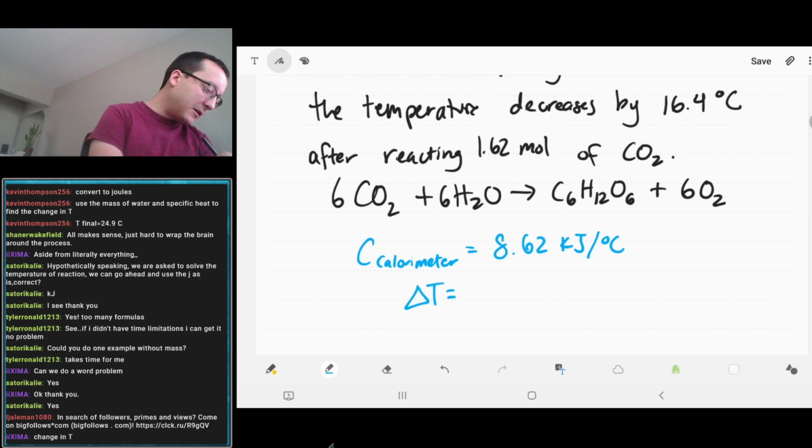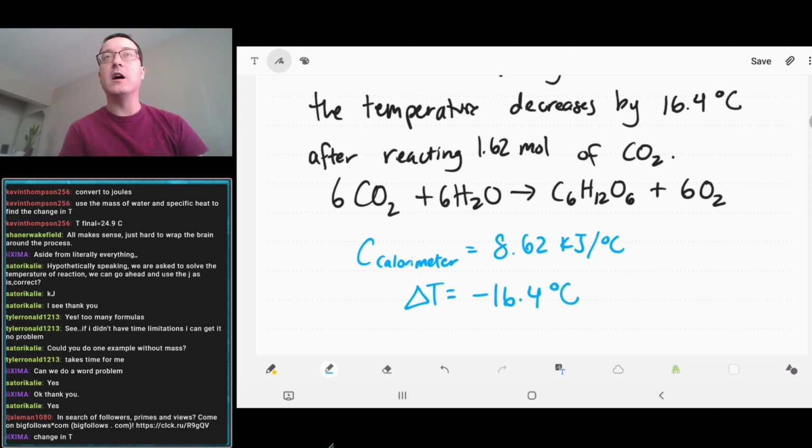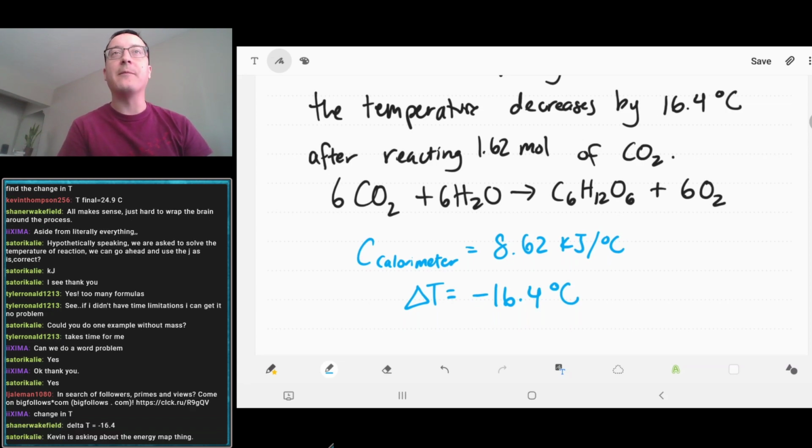Okay, so notice here, it says it decreased by... Energy map thing, yeah. Exactly, Shane, perfect. So delta T is negative 16.4. Notice because it says decreases, that means it went down. So our temperature got colder.